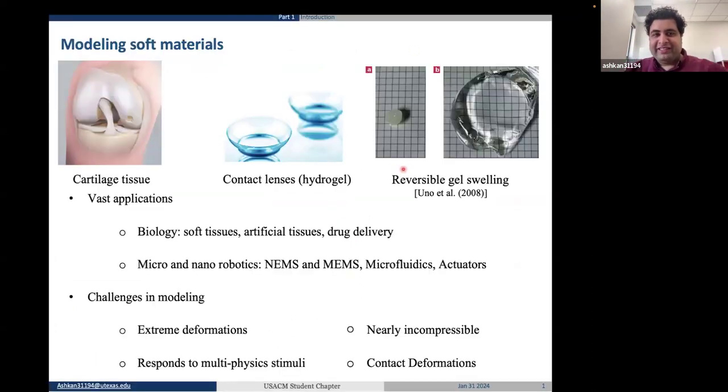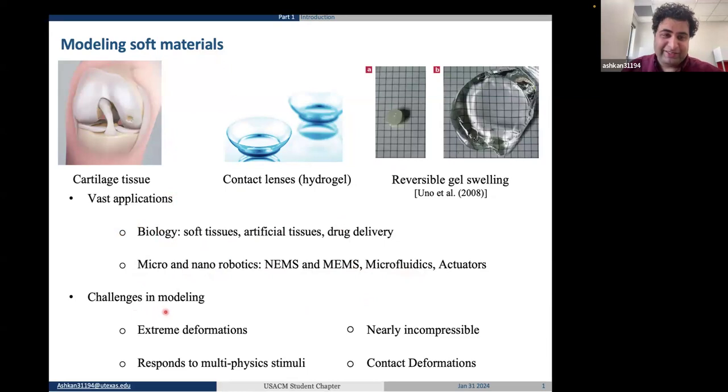We are mostly interested in modeling soft materials. These soft materials have a lot of applications from biology, soft tissues, artificial tissues to micro and nanorobotics, for example, NEMS or MEMS or microfluidic applications.